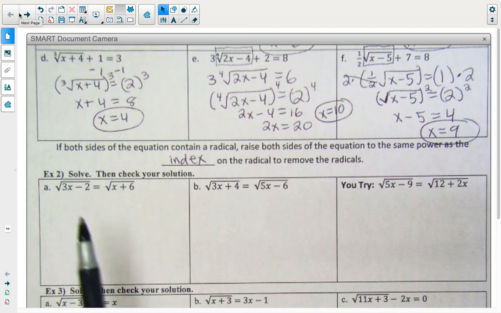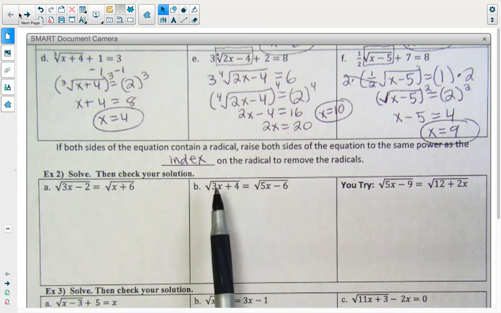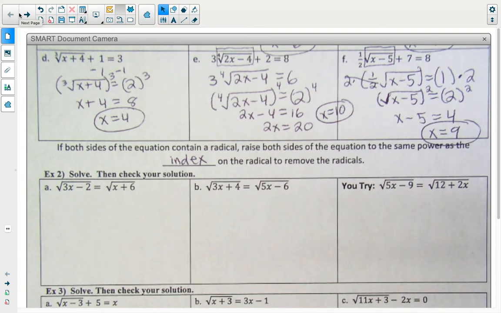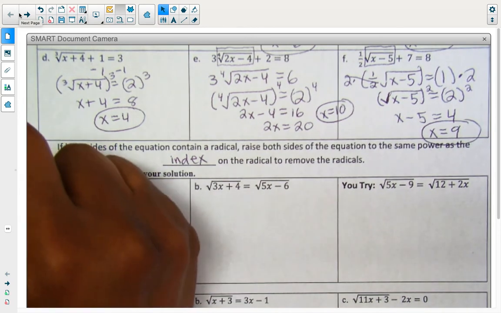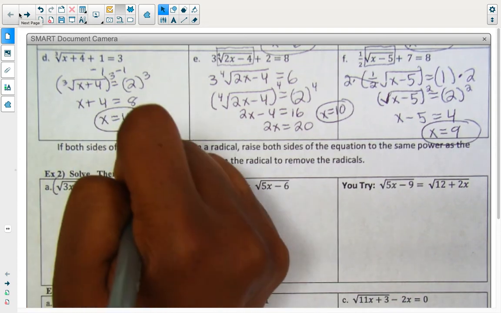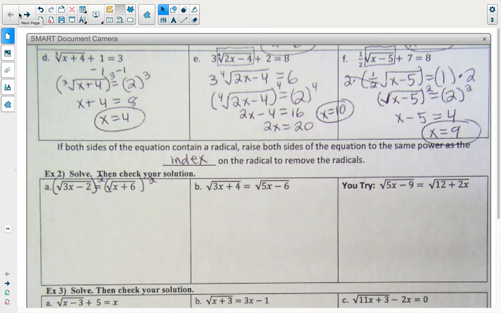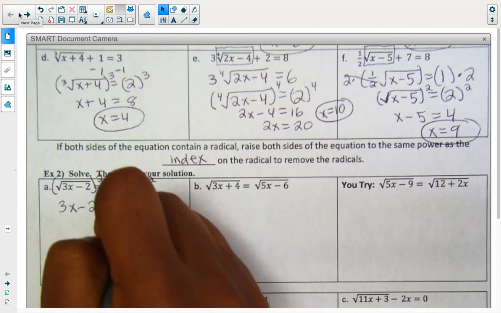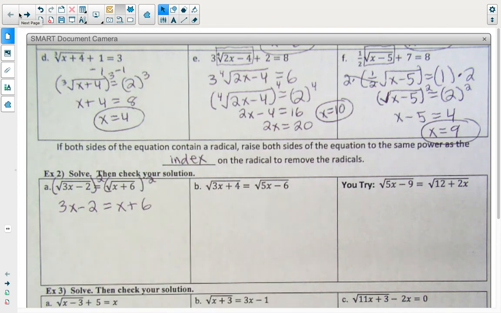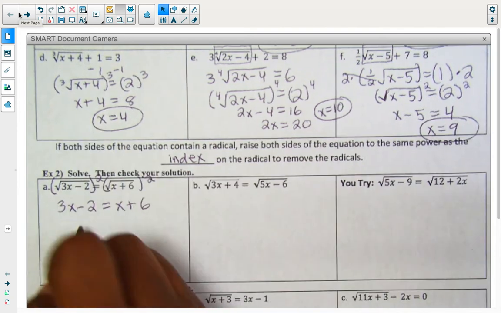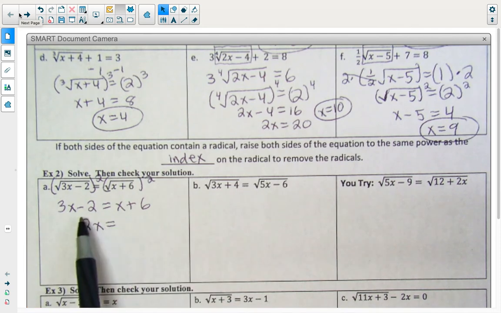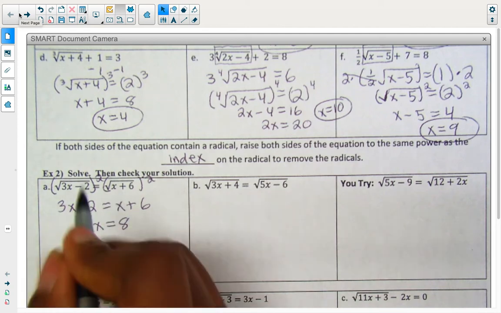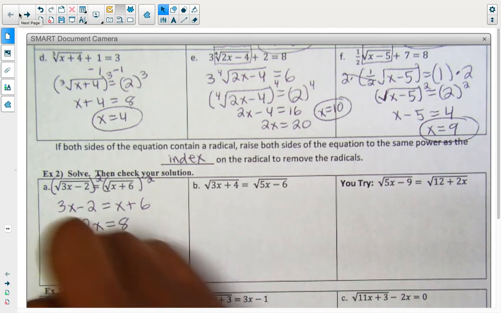So all three of these have a square root on both sides. Square root on both sides, square root on both sides. So to undo a square root, we're going to square both sides. Square this side, square this side. Squaring and square root cancel each other out. So I'm left with 3x minus 2 equals x plus 6. I solve this equation, subtract x, that gives me 2x. Add 2, add 2. The opposite of multiplying by 2 is to divide, and 8 divided by 2 is 4.